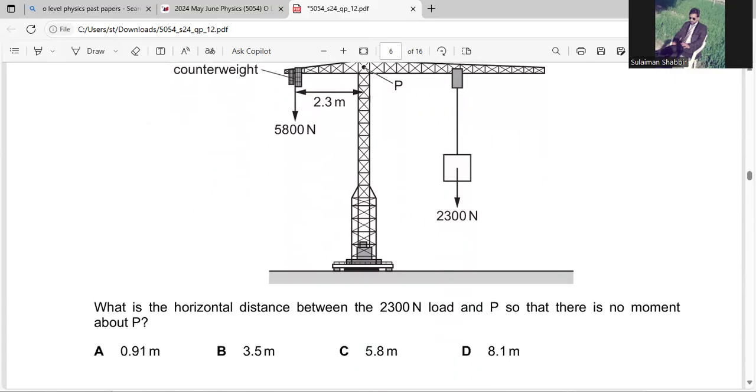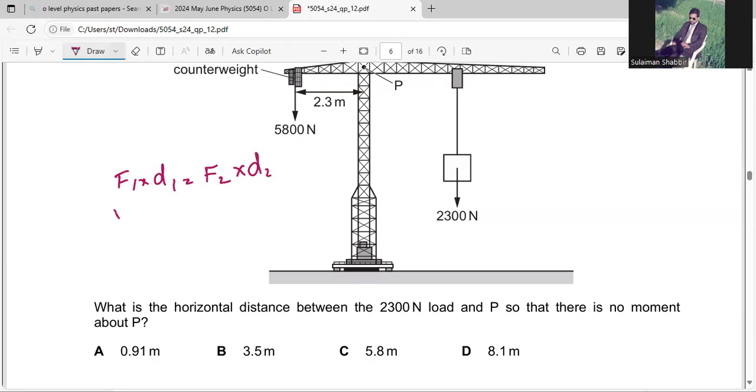I have to find the distance. What is the horizontal distance between the 23,000 Newton load and P? There is no moment about point P, so I will have to apply the principle of moments. That is F1 multiplied by D1 is equal to F2 multiplied by D2.